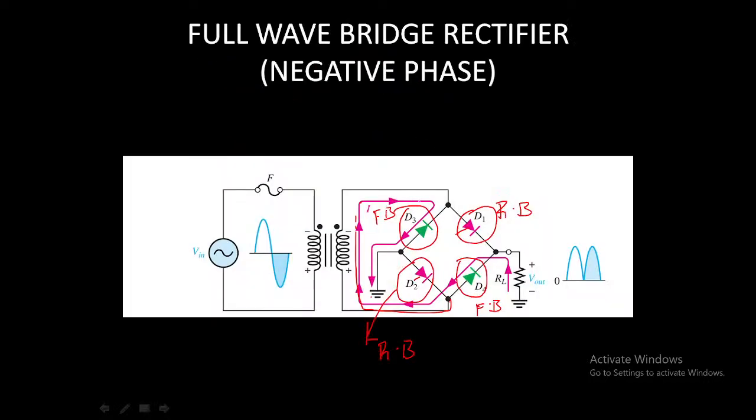Okay. So if you observe the output waveform, for every input cycle, whether it may be a positive or a negative input cycle, you are getting an output voltage. Okay. So this is the working of a full wave bridge rectifier. So for the positive input phase you are getting the output, and for the negative input phase also you are getting the output. Okay. So for every input, whether the input may be positive or negative, we will get the output. Okay. So this is the working of full wave bridge rectifier.